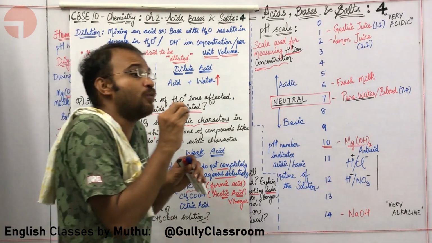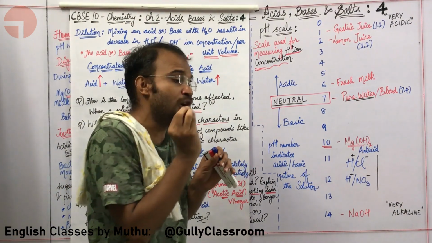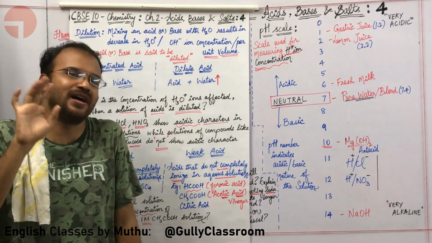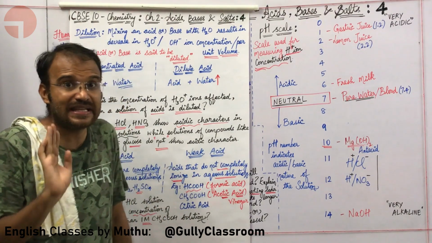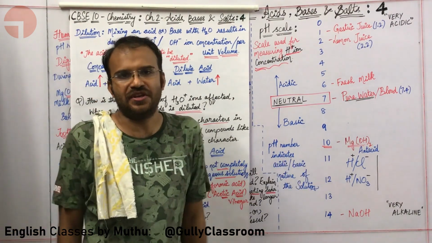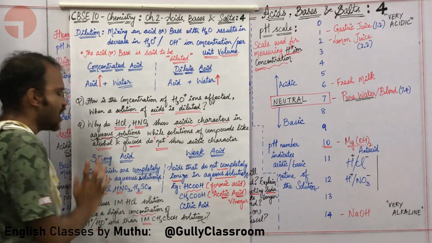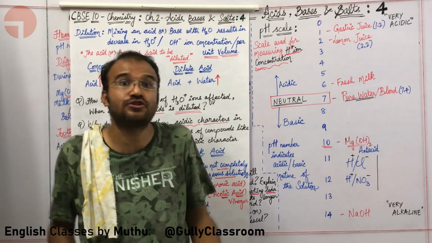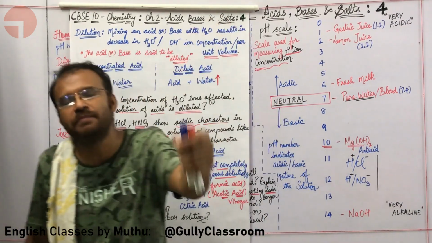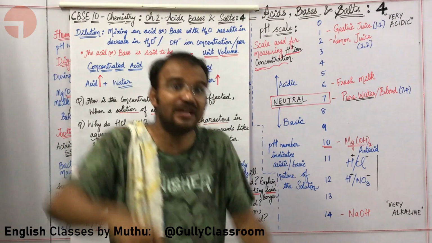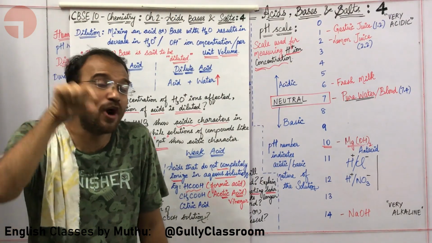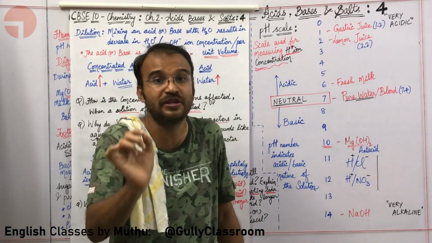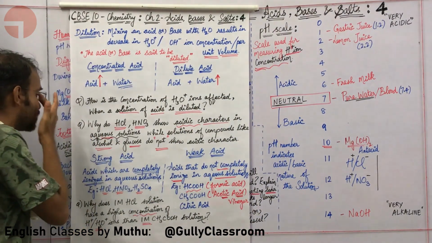So if I am putting 10 molecules of HCl in water, I will get 10 hydrogen ions, H plus ions. Such kind of complete ionization is called a strong acid. Acids where each and every molecule of the acid dissociates to form hydrogen ions when mixed with water are called strong acids.